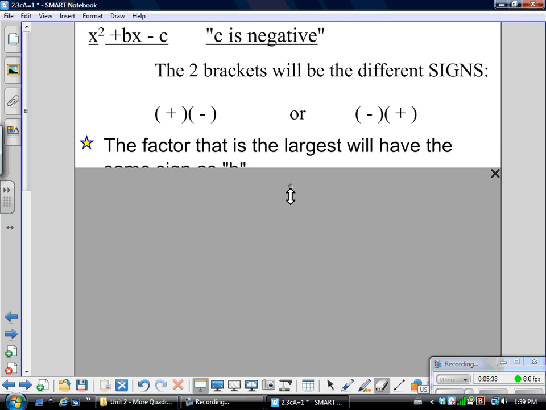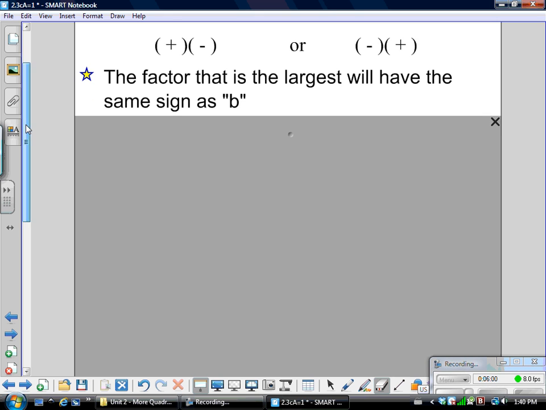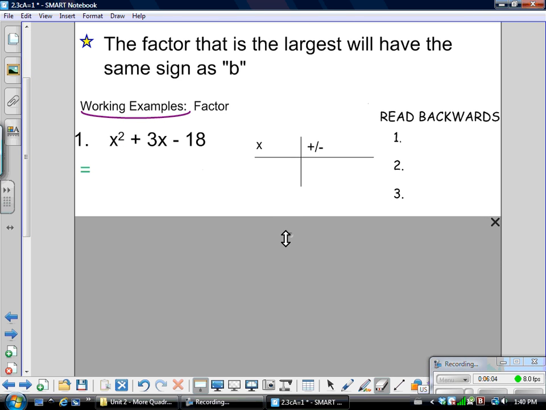So the other thing, there's another step in this: the factor that is the largest will have the same sign as B. So it's possible that B is negative, then the biggest number is going to be negative. If it's positive, the biggest number is going to be positive. So let's actually look at a few questions, and that way you'll see what I mean by that. Okay, same kind of process, however, we also read backwards.